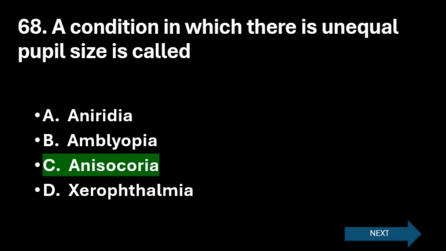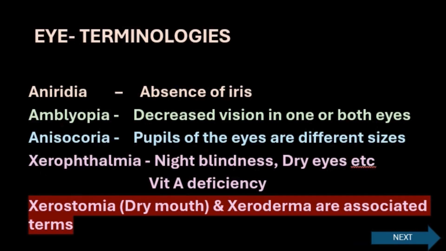See the terminologies related to the eye. Aniridia, absence of iris. See the iri in both terms: iridia, iris. Amblyopia, decreased vision in one or both eyes. Anisocoria, pupils of the eyes are different sizes. Xerophthalmia is dry eye with night blindness, due to vitamin A deficiency. Xero means dry. For example, xerostomia is dry mouth and xeroderma is dry skin. So, a lot of points are added in this topic. Vitamin A deficiency causes xerophthalmia. These terminologies you remember with color code, the terms and memory tips.